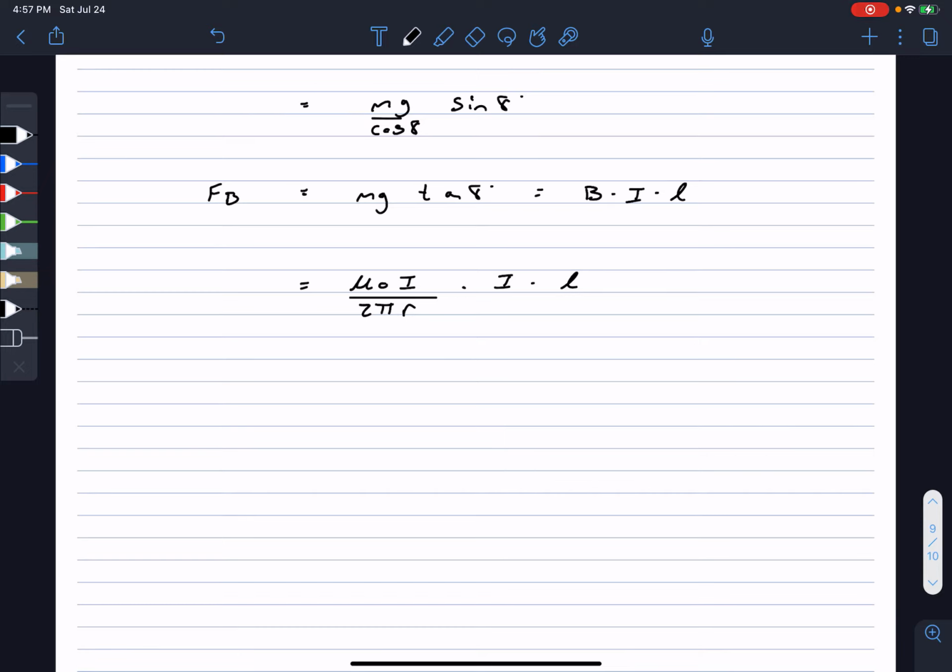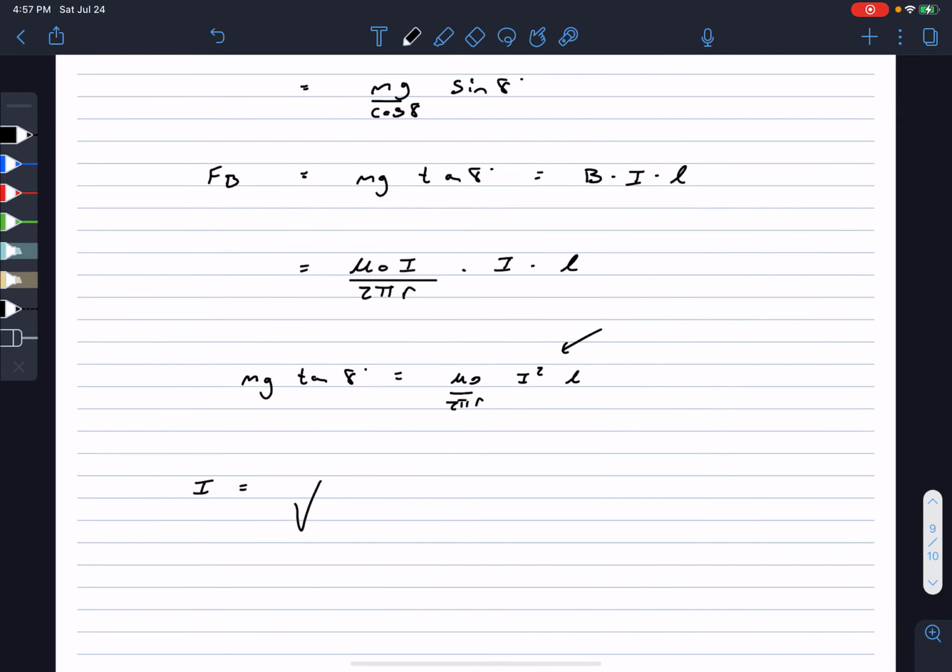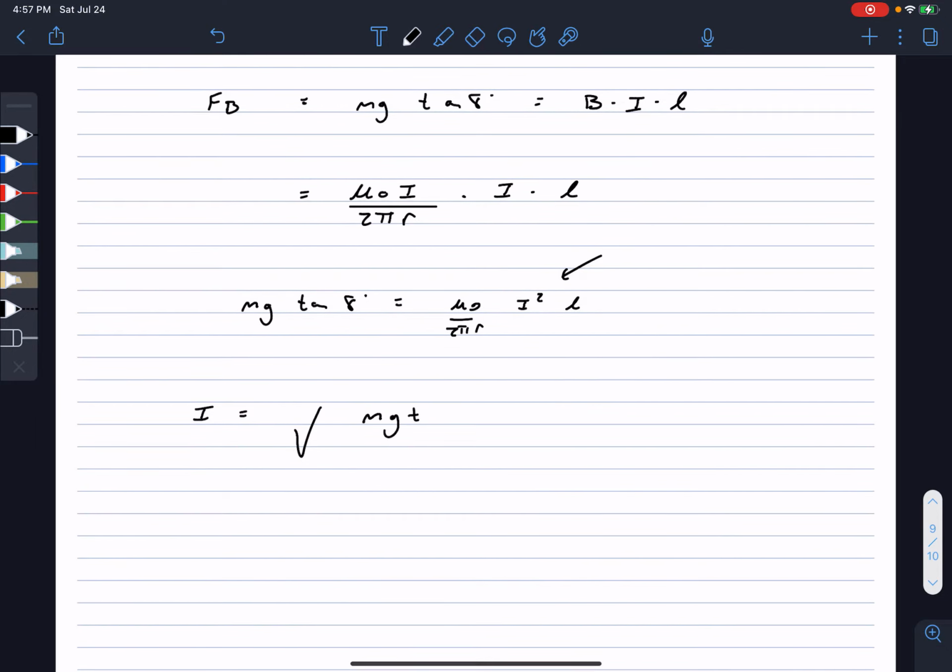And so now we have mg tangent 8 degrees equals mu naught over 2 pi r I squared times L. We want to solve for I. No big deal. I is equal to the square root of mg tangent 8 degrees times 2 pi r, which again, this is the separation distance between the interacting force. Over mu naught L, that's the length of the wire. This is the length of the cable, sorry.